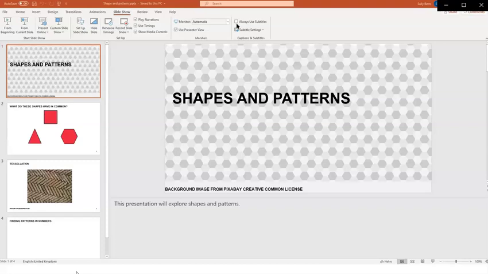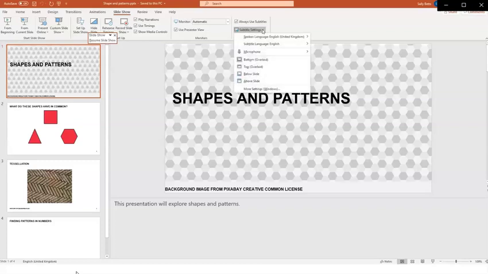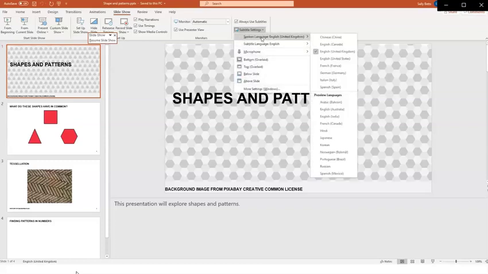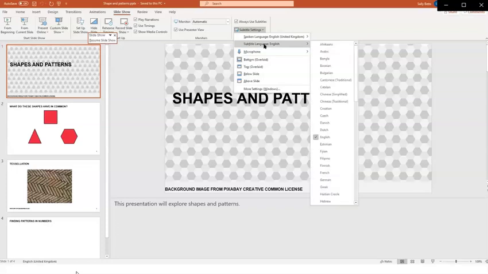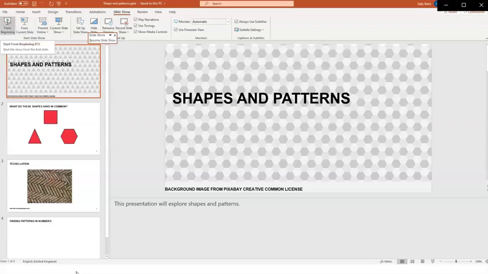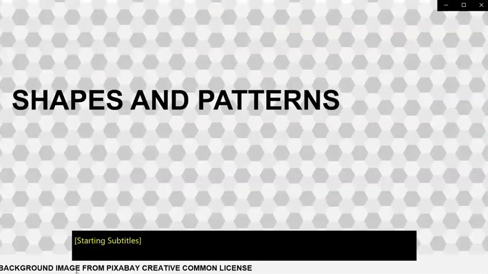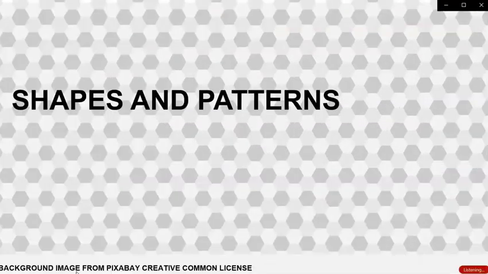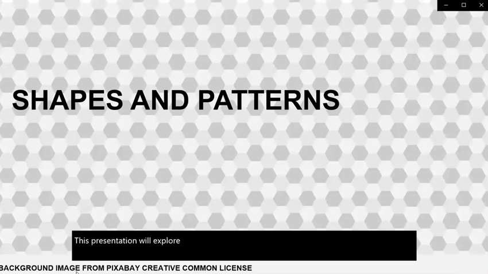So if I place the subtitles and put the tick in the box for subtitling, hopefully the checkbox has come up. I can also set up my subtitling settings. So I can have my spoken language as English and my subtitle language as English. Although, look at the choice of subtitle languages that I've got. A huge choice there. And I'll come back to why that could be important to you in a minute. So if I put this onto from the beginning and I start talking, this presentation will explore shapes and patterns.